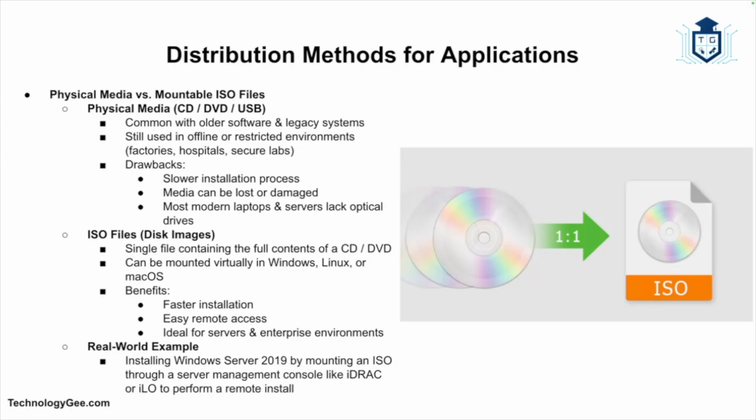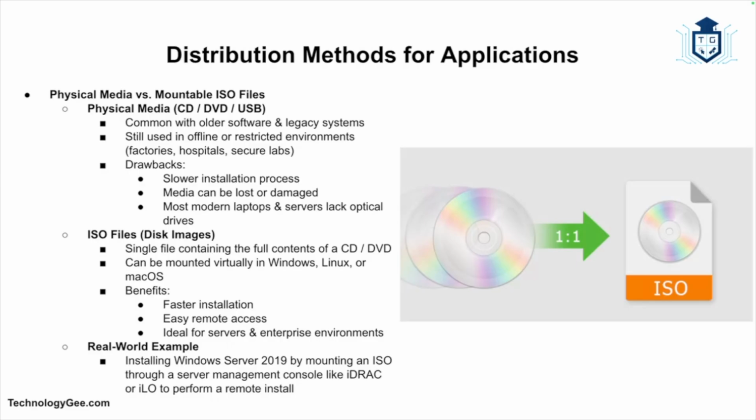We have physical media versus mountable ISO files. So physical media are things like CDs, DVDs, and USBs, and these are common in older software installations. However, they may still be used in offline environments like factories, hospitals, or secure labs. Now, the downsides are they have slower installations, there's a risk of a damaged disk, and fewer modern laptops even have optical drives to begin with.